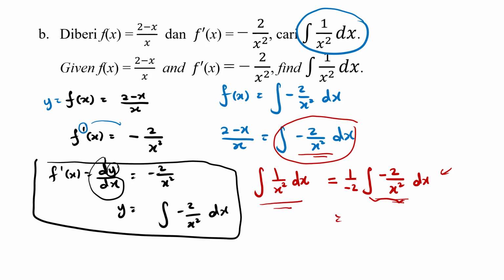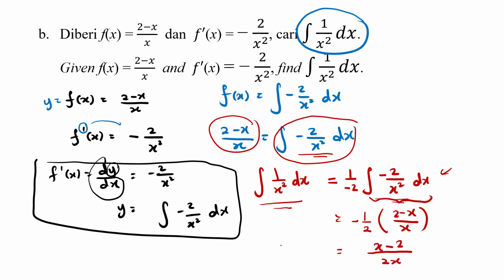Therefore, isn't it this whole thing is this? So now we put it in. Negative 1 over 2 times 2 minus x over x. Open up the bracket. The 2 times the x is 2x. And the negative we multiply in, we get x minus 2. So the answer of the integration of 1 over x squared is x minus 2 over 2x. Are you okay? A little confusing in front, is it?